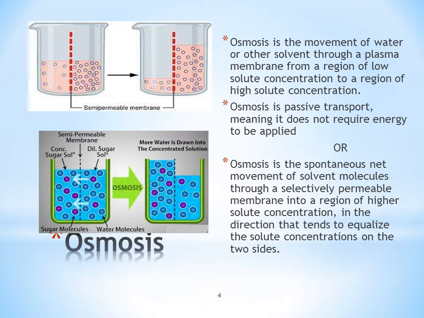Another way to define osmosis is the spontaneous net movement of solvent molecules through a selectively permeable membrane into a region of higher solute concentration, in the direction that tends to equalize the solute concentration on the two sides. In both the above definitions, a word used by me is a plasma membrane or a selectively permeable membrane, which is nothing but the semi-permeable membrane.